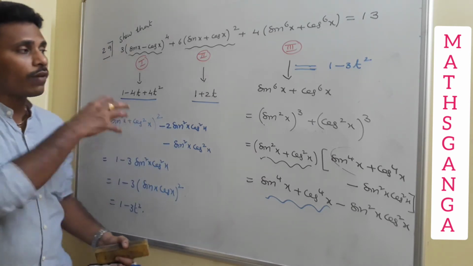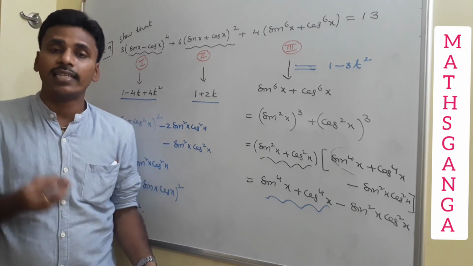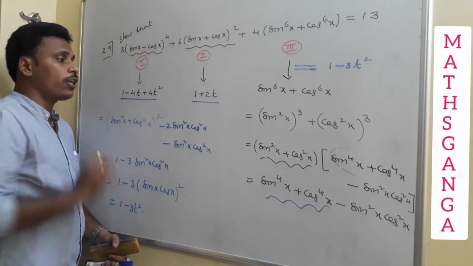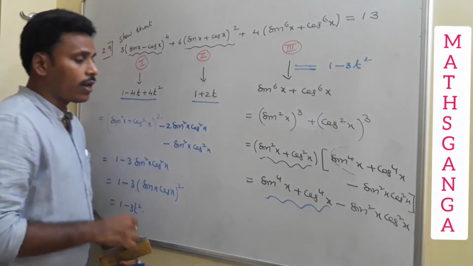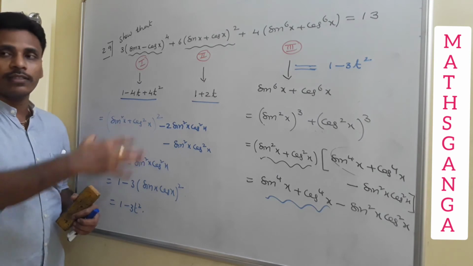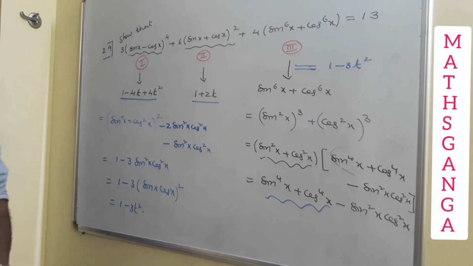Separately you need to simplify each and every term. Say t is equal to sin x into cos x, as I said, and then this is 1 minus 4t plus 4t square, this is 1 plus 2t, this is 1 minus 3t square, and at the end I need to combine all these things. See, have a look for the third simplification, and then I will add all those three terms.